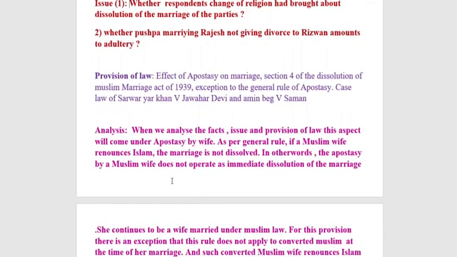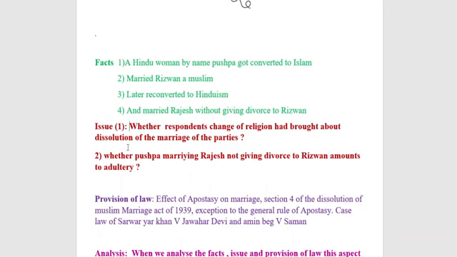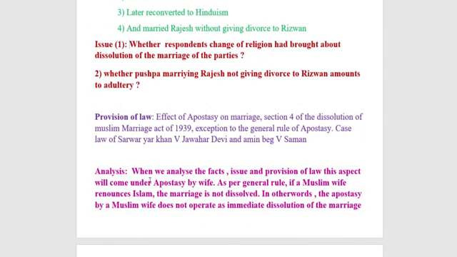Then we have to analyze these facts, issue, and provision of law under the analysis section. When we analyze the facts, issue and provision of law, this aspect will come under apostasy by wife. As I told you, there is apostasy by husband also. As per the general rule, if a Muslim wife renounces Islam, the marriage is not dissolved. In other words, apostasy by a Muslim wife does not operate as immediate dissolution of the marriage. That means the marriage still subsists.